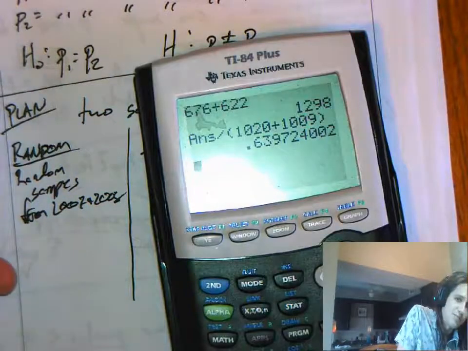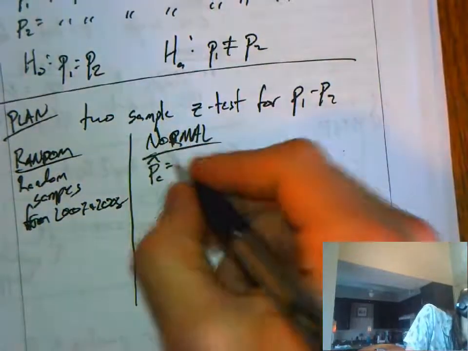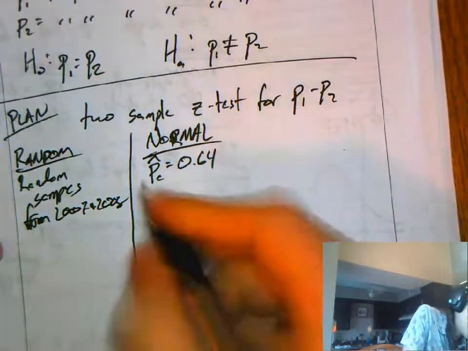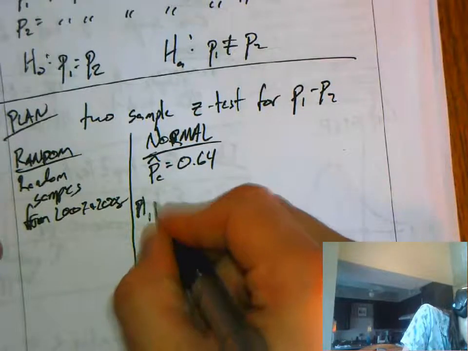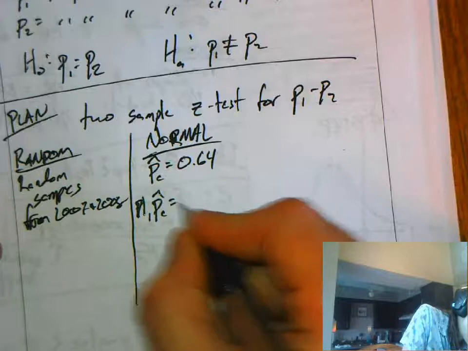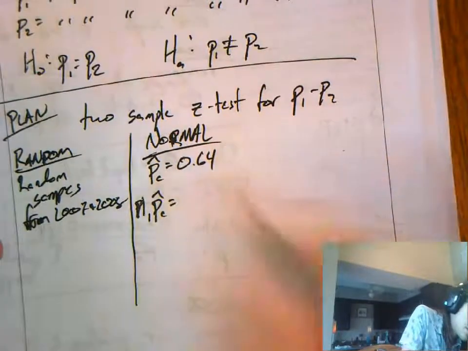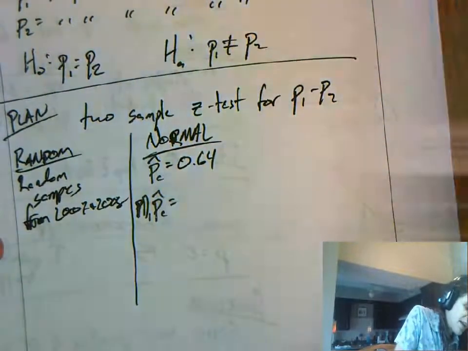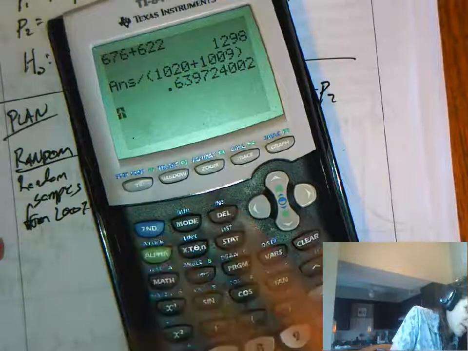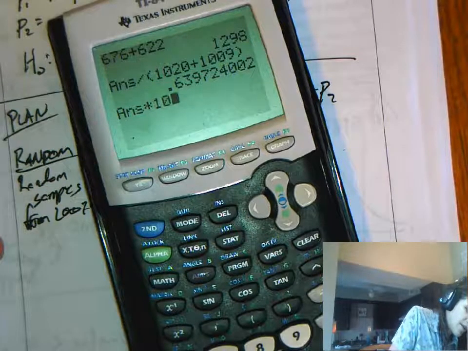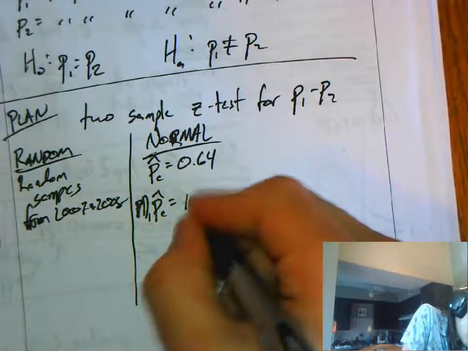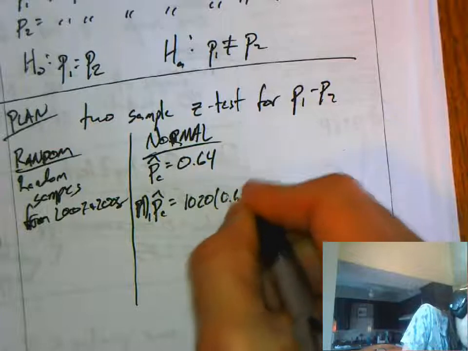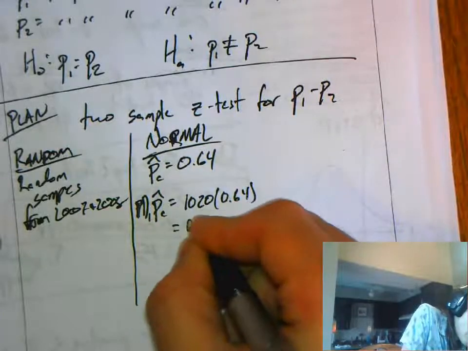That's our combined proportion of people that said yes. So if we put the two groups together, that's our best estimate of the shared proportions. What am I going to do here? I'm going to write that n1 p̂c. What is n1 times p̂c? Well, that's 1020 times 0.64, that's 652.